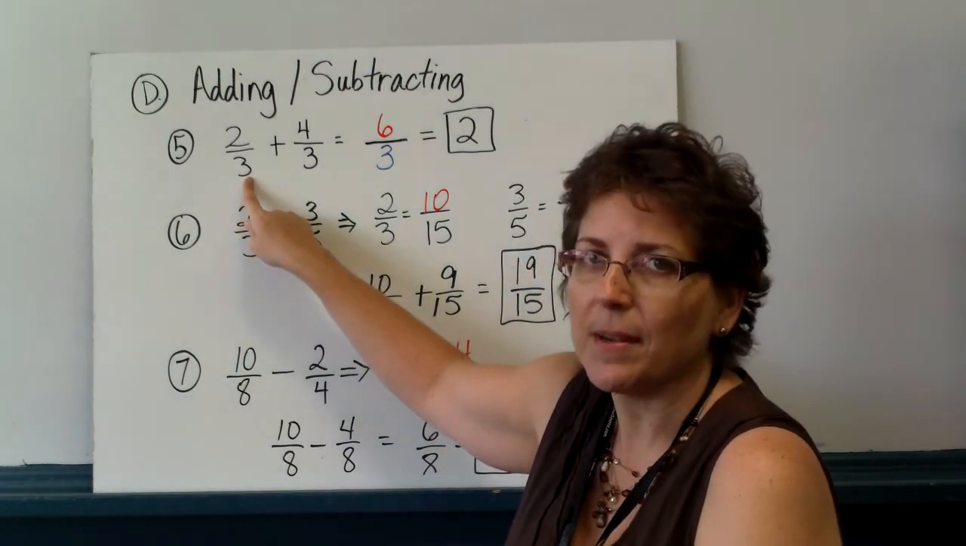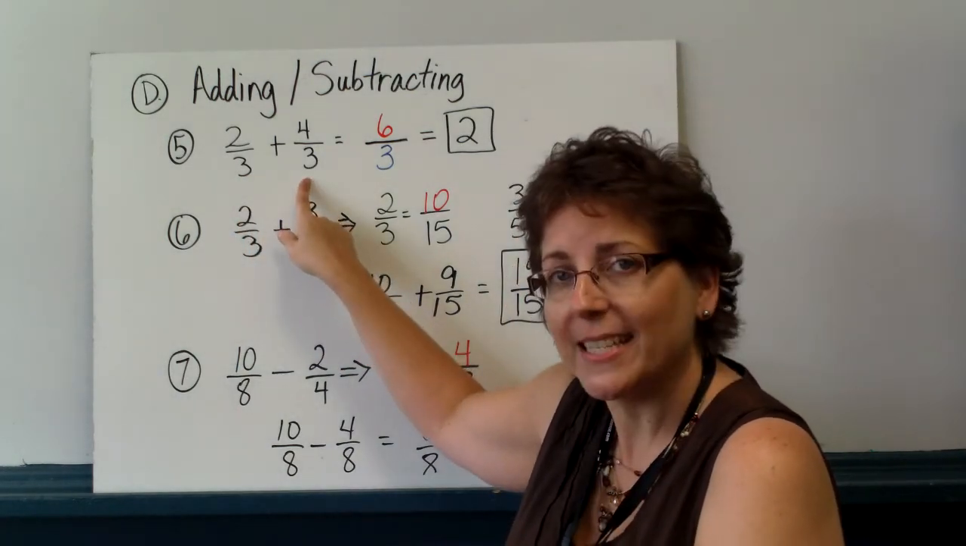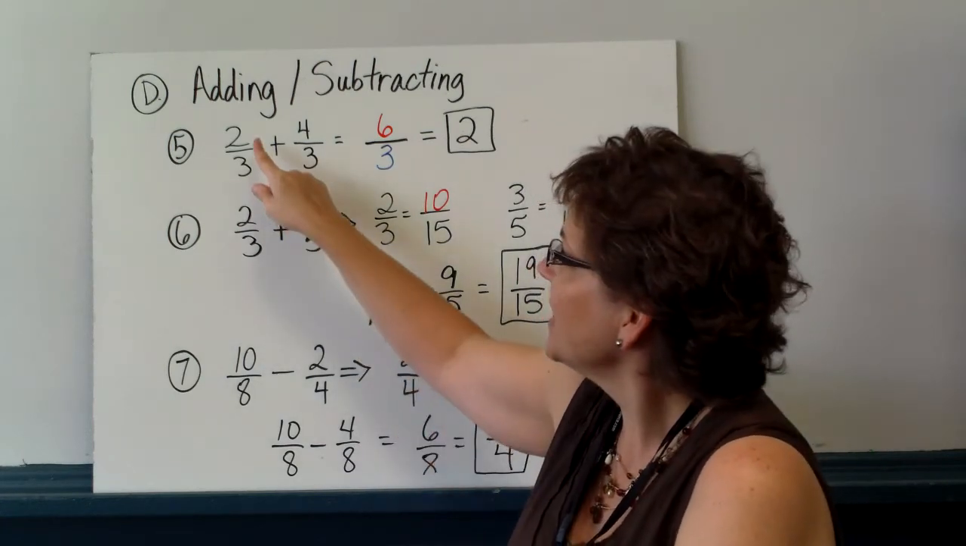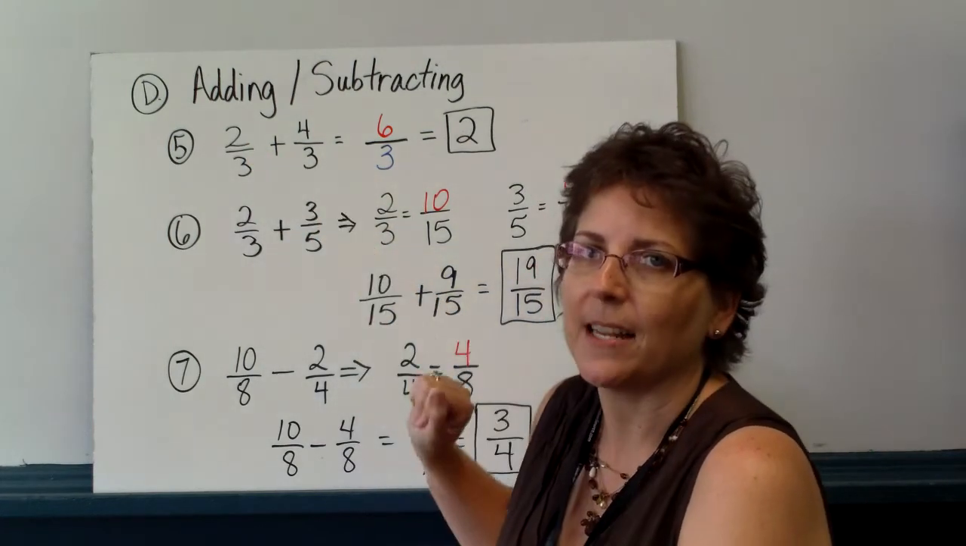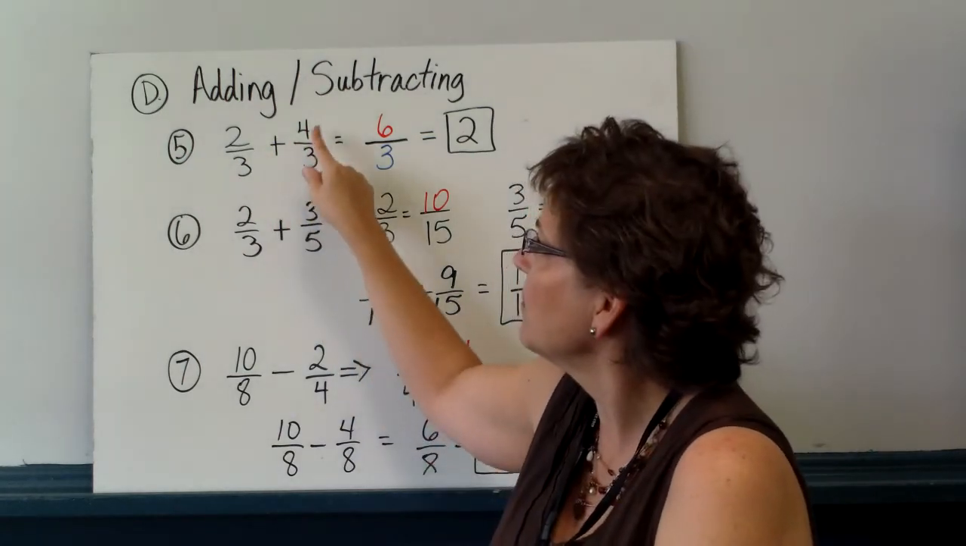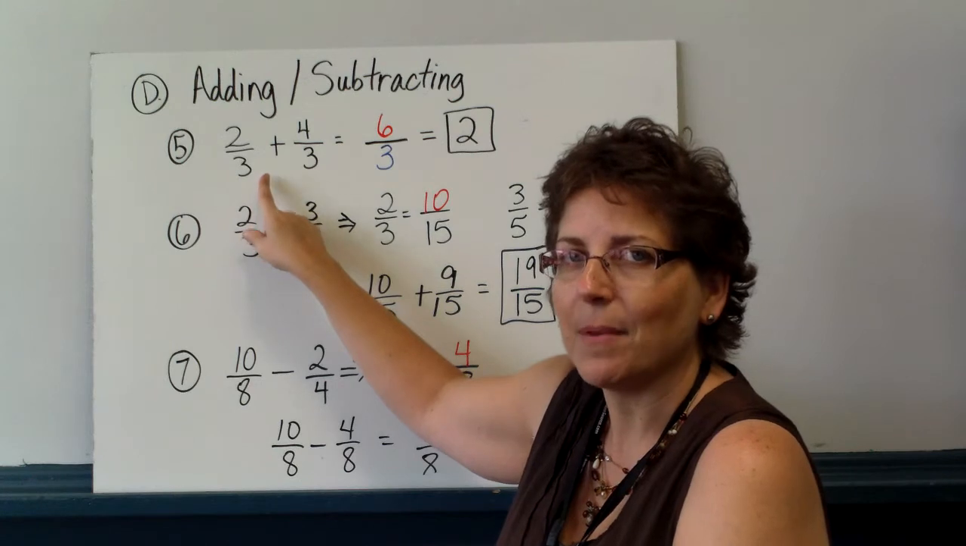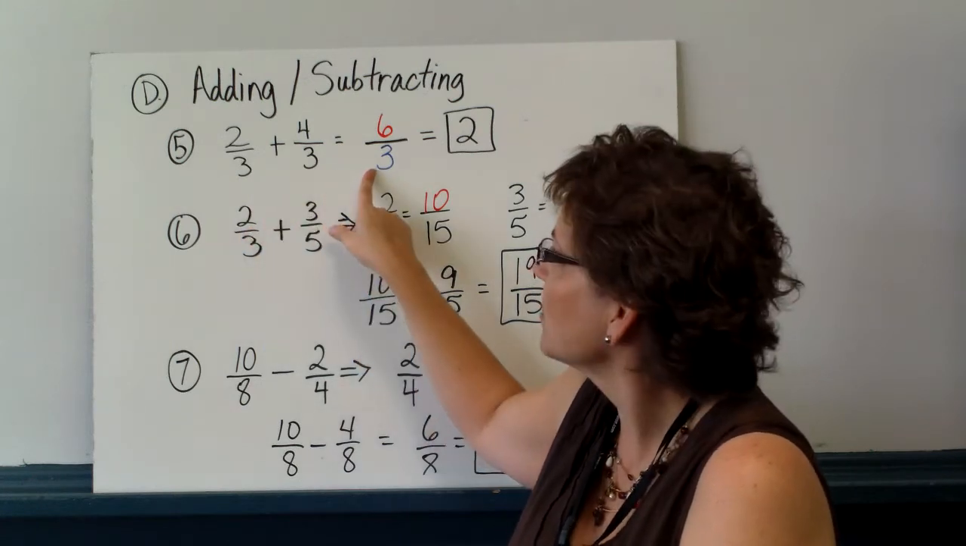Here's 3 as the denominator. This one has 3 as a denominator, so we're good. All we have to do is take our numerators and add them together. So our 2 plus 4 gives us 6. The denominator's the same, and it just stays the same in the answer.